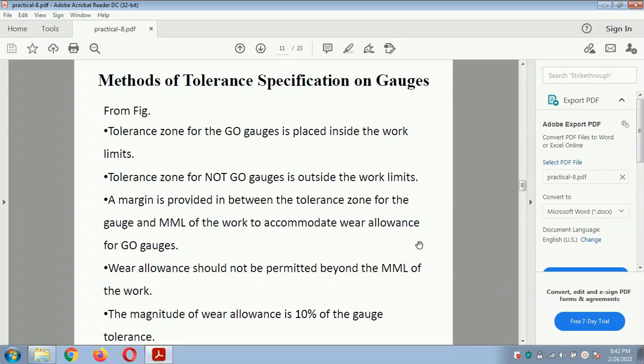The method of tolerance specification. From the above figure, the tolerance zone related to the go gauges is placed inside the work limit and that of the no go gauges is outside the work limit. The margin is provided between the tolerance zone for the gauge MML, in accordance with the wear allowance. The wear allowance should not be permitted beyond the maximum measuring limit of the workpiece.